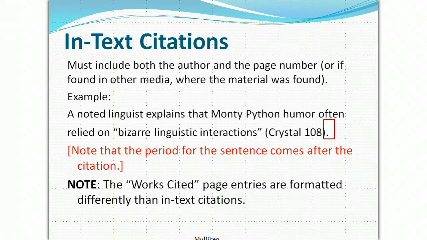For example, suppose you read a linguist's book explaining that Monty Python humor often relied on, quote, "bizarre linguistic interactions," end quote. And the person who wrote that book's name was Crystal. So you would make your sentence and include the quotes, "bizarre linguistic interactions." And then before the period at the end of the sentence, you put in parentheses, Crystal, that's the author's last name, and 108, the page that you found it on.